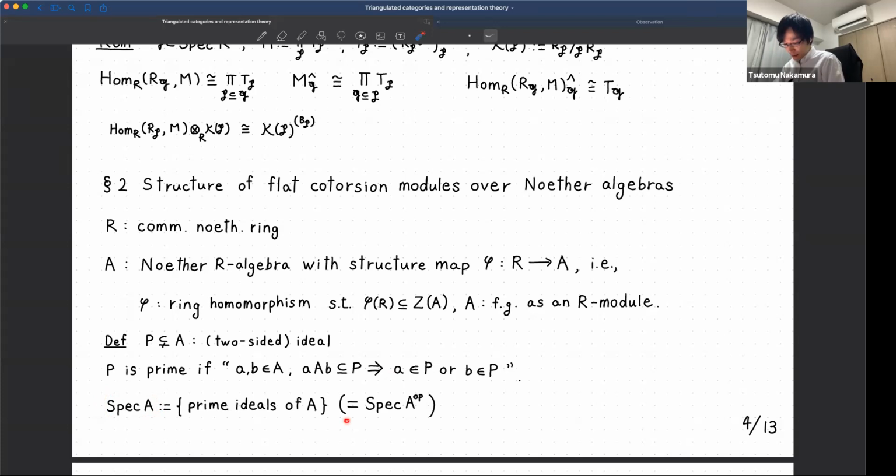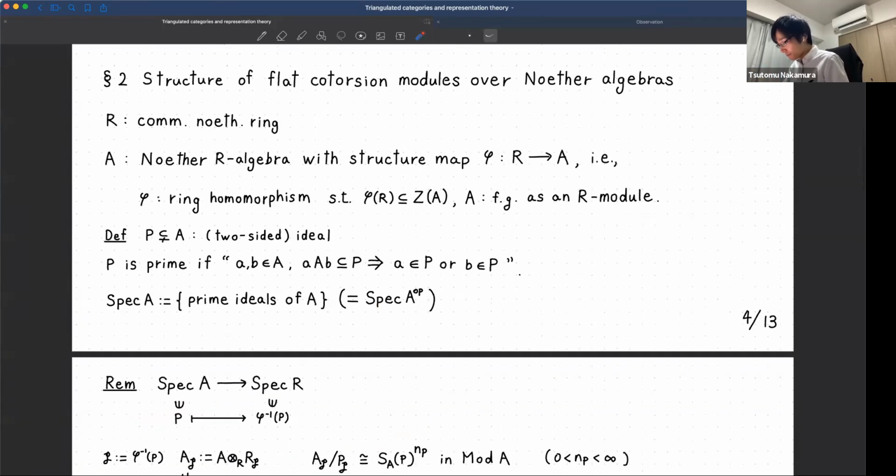And here is a convenient convention. Since the definition is symmetric, as a set, the spectrum of A and the spectrum of the opposite ring coincide. Of course, we should distinguish their structure, but given a prime ideal P, we can naturally regard it as a prime ideal of the opposite ring, and I will denote this prime ideal by the same notation for simplicity.